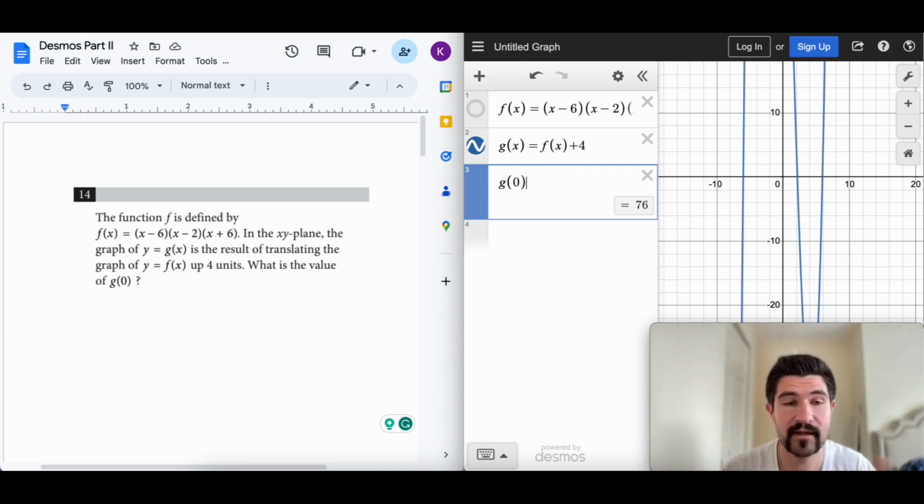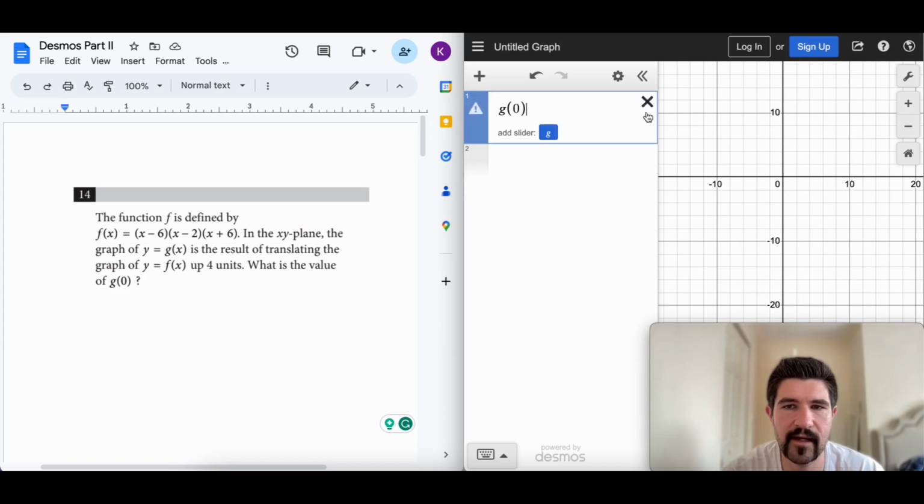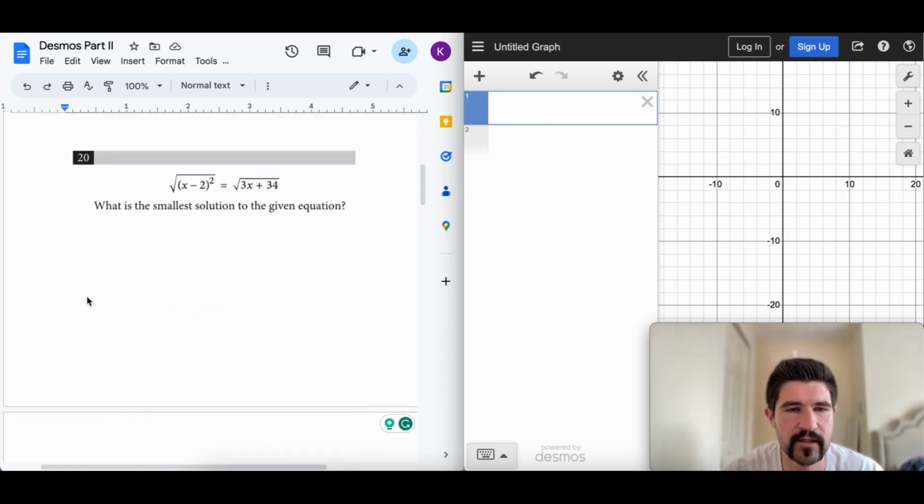In other words, that's the y-intercept of g. We don't have to really know why that's the case necessarily, but we could just say g of 0, and it tells us 76, and that's our answer. So really, really simple, cool way to use Desmos for this one. Let's clear it all out. Let's go to the next question.